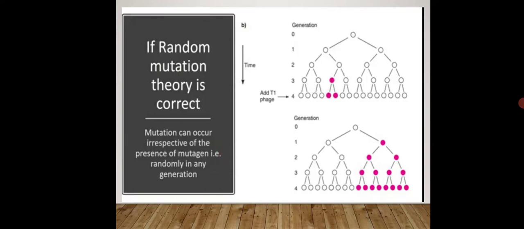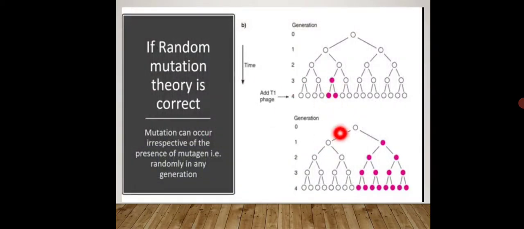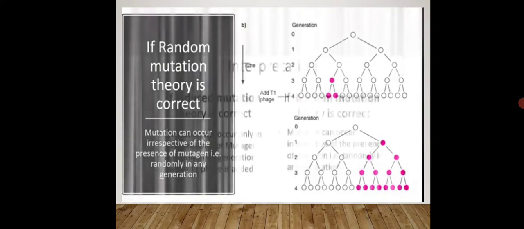Okay, because when you compare both the theories, induced mutation theory and spontaneous mutation theory, how will you predict that induced mutation theory is correct? जब result ये same होंगे first time also and second time also, then it proves that induced mutation theory is correct. But here results are different because here there is no requirement of any mutagen. Okay, and in any generation we can see the mutation. Hence it has been proved that random mutation theory is correct.